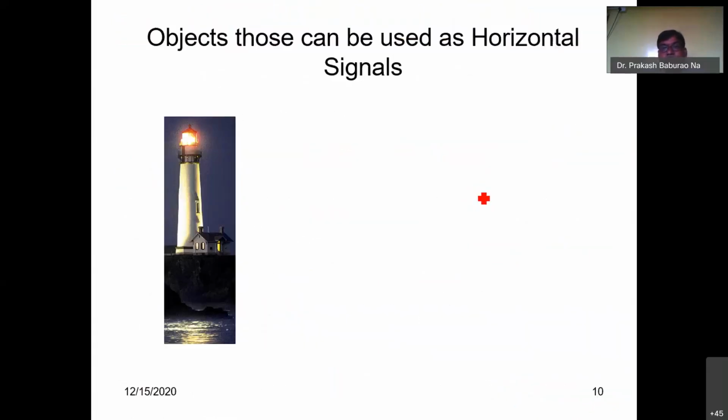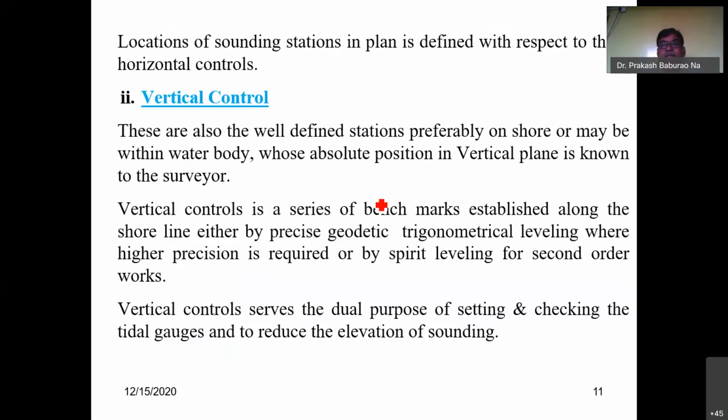So objects, those can be used. What are those objects utilized as a part of these horizontal signals? You see, this is the location of the harbor station. The location of the sounding station in plan is determined with respect to the horizontal control.